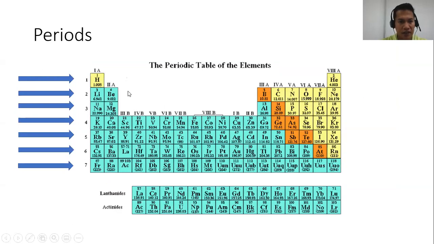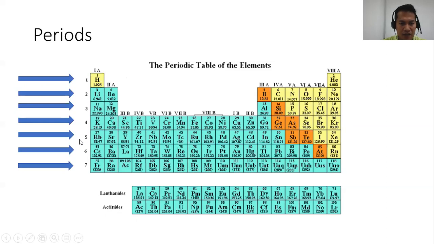This is nitrogen, sorry. Period 3: sodium, magnesium, aluminum, silicon, phosphorus, sulfur, chlorine, argon are in period 3. Period 4: potassium, calcium, scandium, titanium, vanadium, chromium, manganese, iron, cobalt, nickel, copper, zinc, gallium, germanium, arsenic, selenium, bromine, and krypton. I still remember my chemistry.